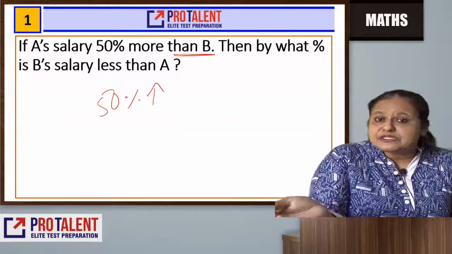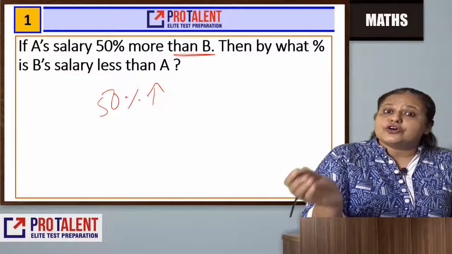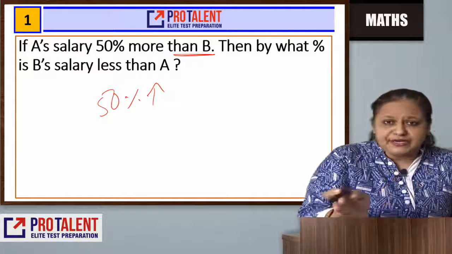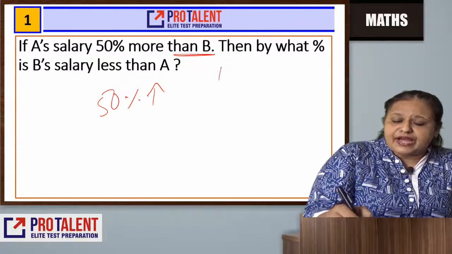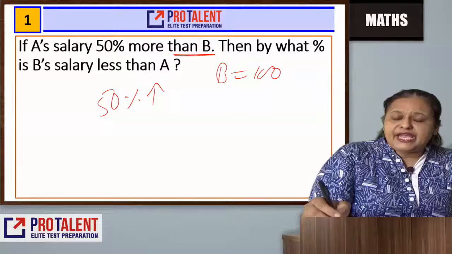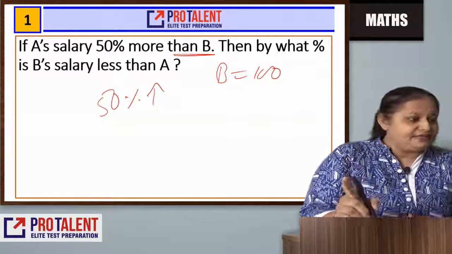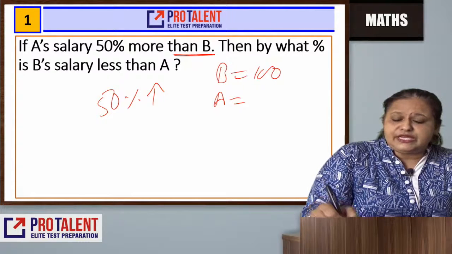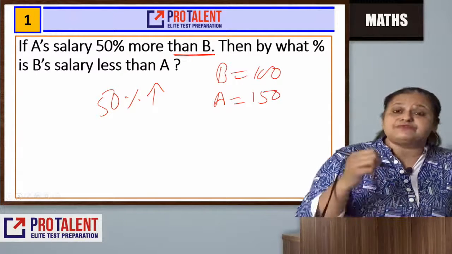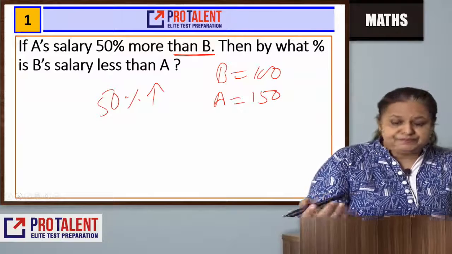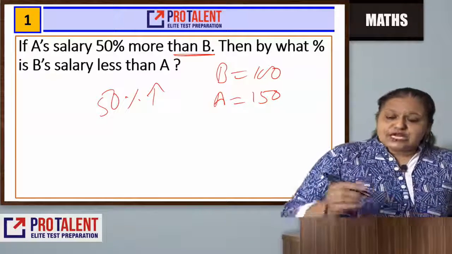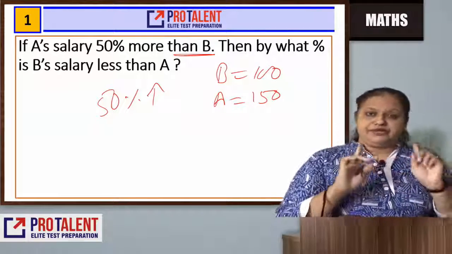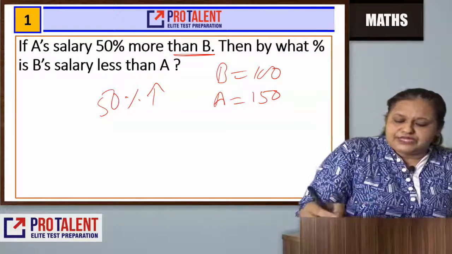Is B dependent on someone else? No. Since B is the independent entity, not dependent on anything else, I can assume the value of B as 100. If the value of B is 100, then what is going to be the value of A? Obviously, it will be 150 because it is 50% more than B. Now, the question was, by what percent is B's salary less? When there is less or more, we know it is the difference.